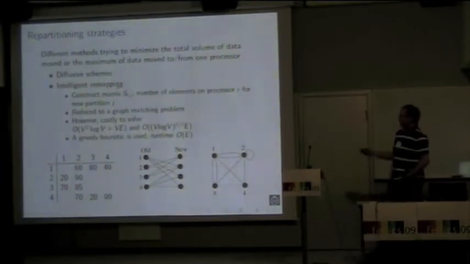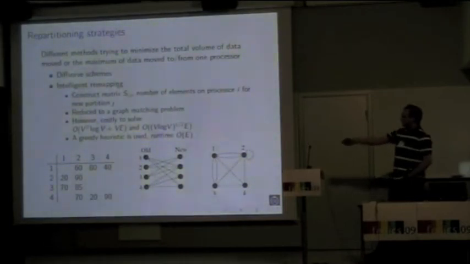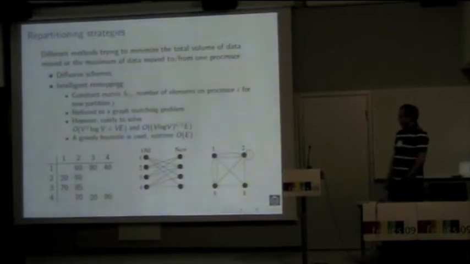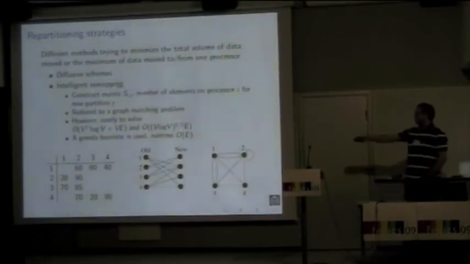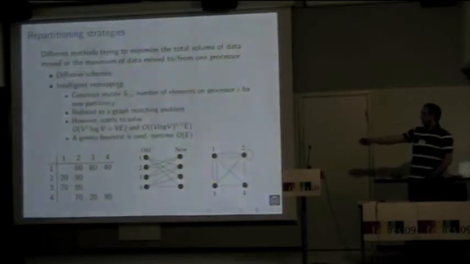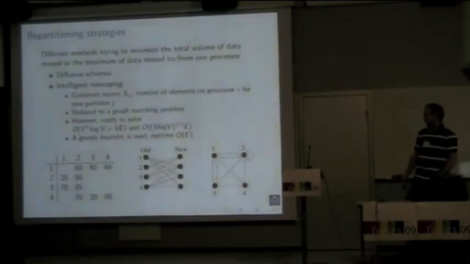What we do is that we try to minimize the total volume of data moved. So then this will become a nice graph matching problem, a bipartite graph, weighted with the entries in the matrix, and then we can simply solve it. And everybody knows it is fairly expensive. The number of edges in this graph is, in the worst case, the number of processors squared.